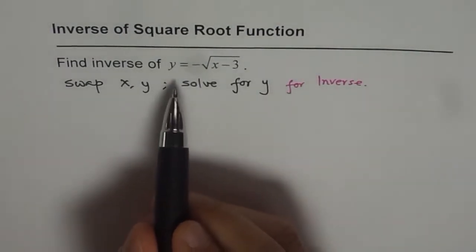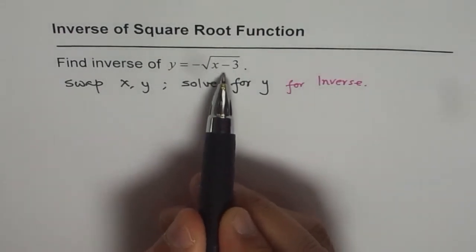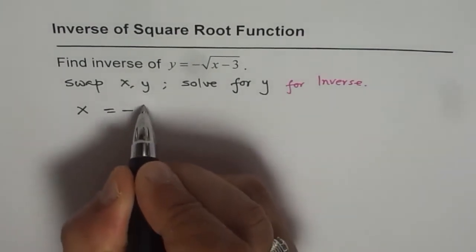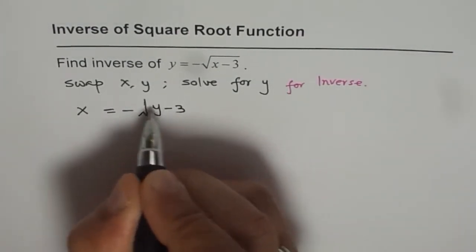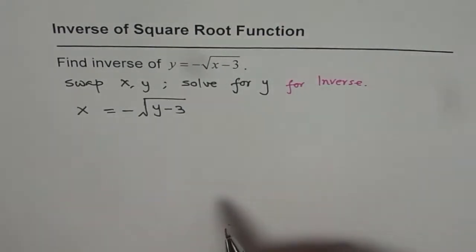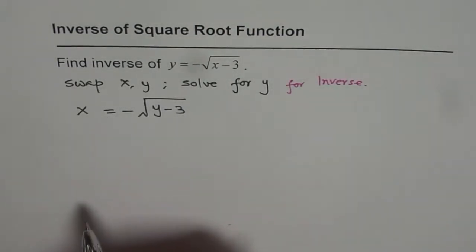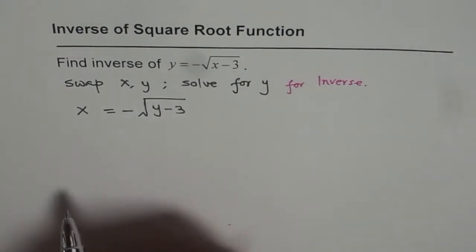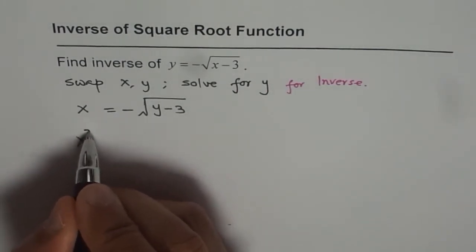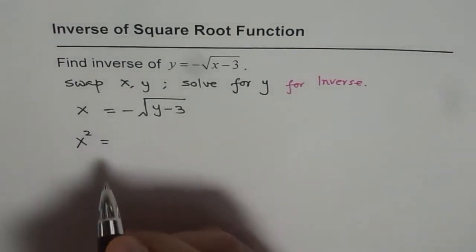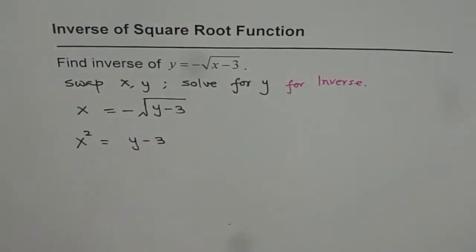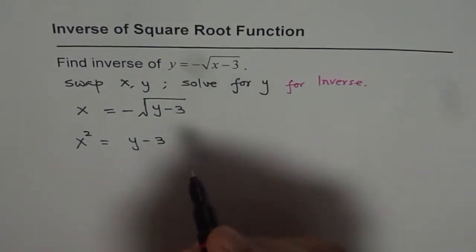So let's do that. The question is y equals minus square root of x minus 3. Let's swap. We will write this as x equals minus square root of y minus 3. Now we need to solve for y. That means we need to square both sides, since this is in square root. If you square both sides, this negative becomes positive. So what you really get is x squared equals y minus 3. Now that is a right step in a way, but it creates error.